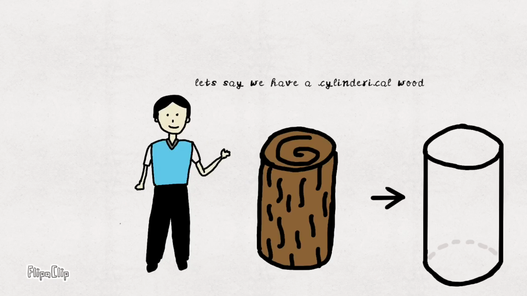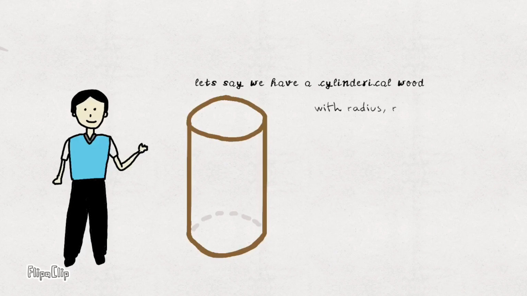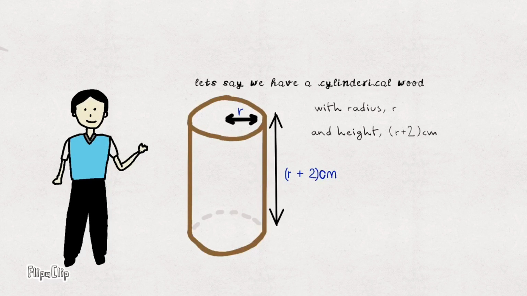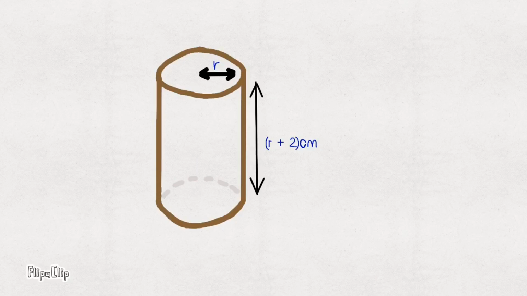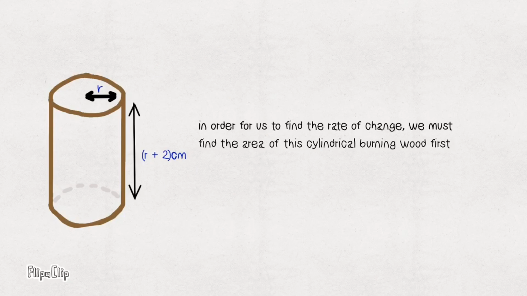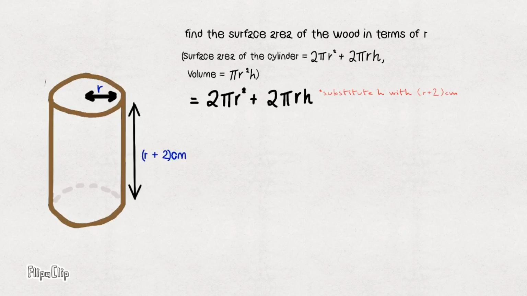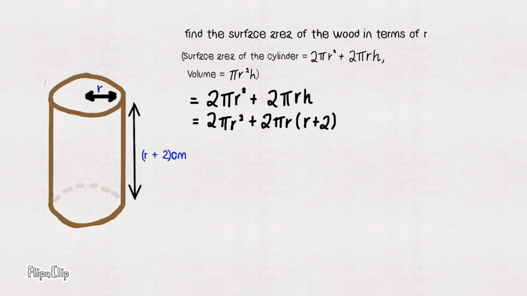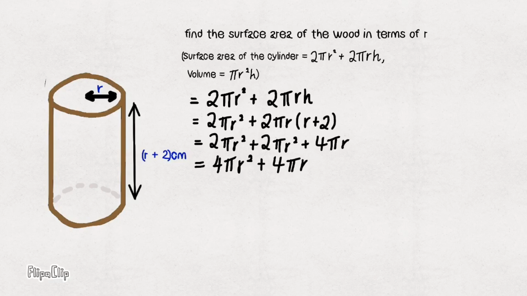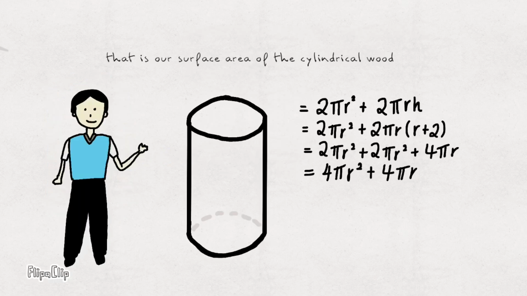Let's say we have a cylindrical wood with radius r and height r plus 2 centimeters. In order for us to find the rate of change, we must find the area of the cylindrical burning wood first. To find the surface area, we have 2 pi r squared plus 2 pi r times height, which will be substituted with r plus 2. Lastly, we have 4 pi r squared plus 4 pi r, and that is our surface area.